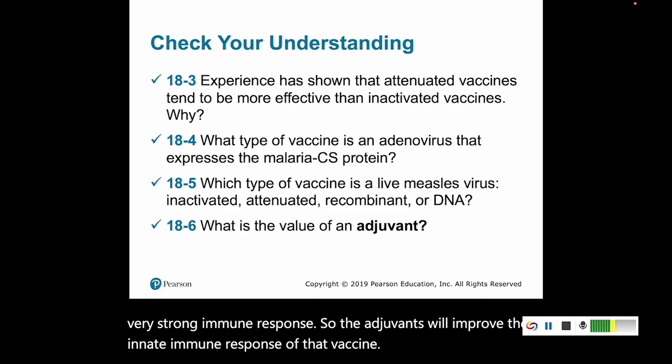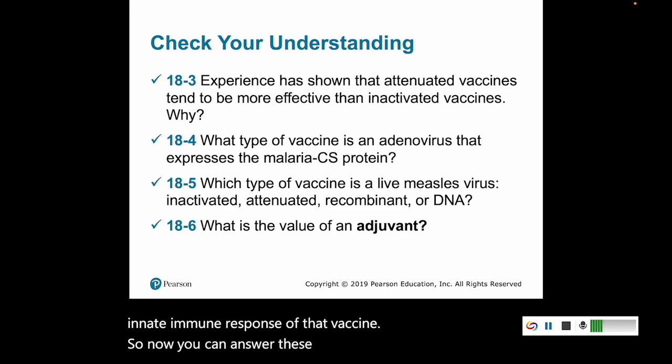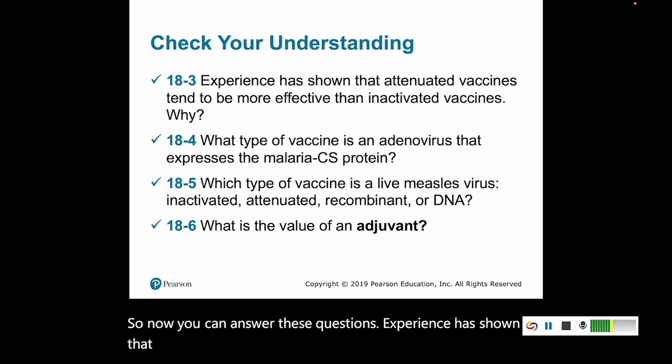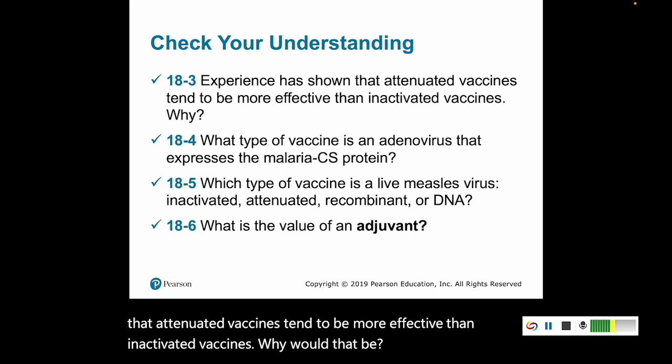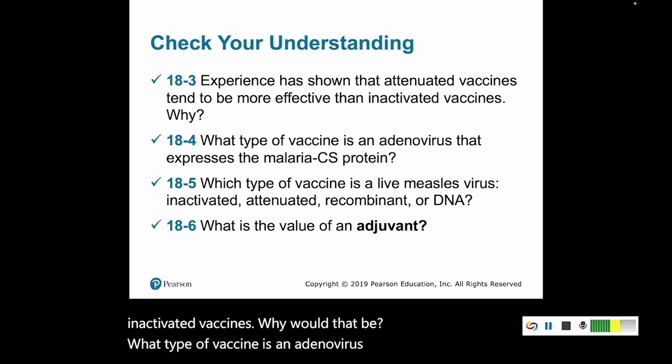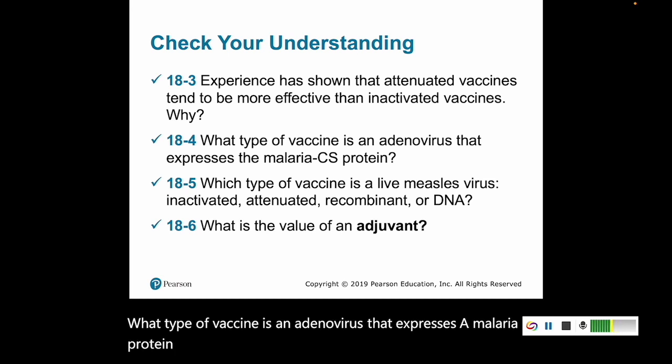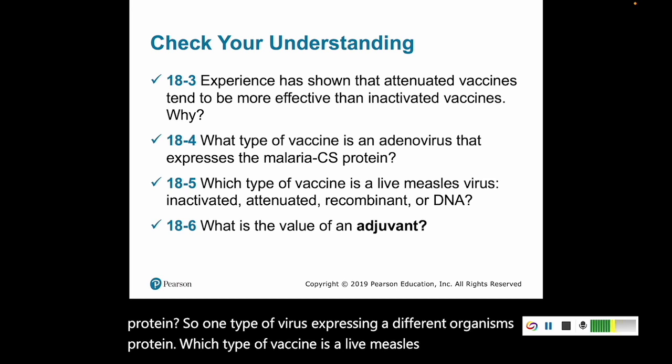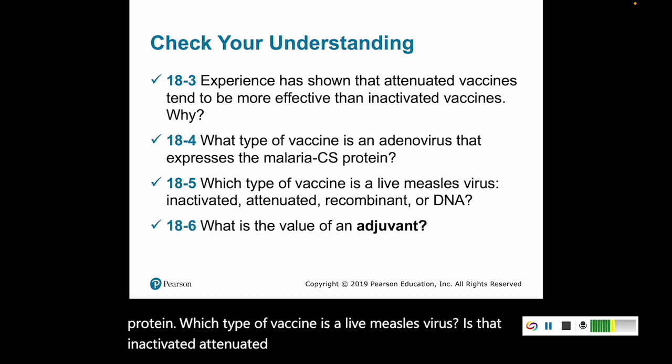So now you can answer these questions. Experience has shown that attenuated vaccines tend to be more effective than inactivated vaccines. Why would that be? What type of vaccine is an adenovirus that expresses a malaria CS protein? So one type of virus expressing a different organism's protein. Which type of vaccine is a live measles virus? Is that inactivated, attenuated, recombinant, or DNA? And what is the value of an adjuvant?